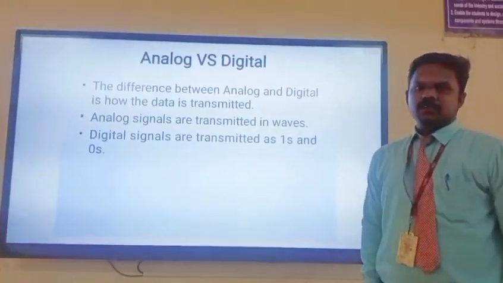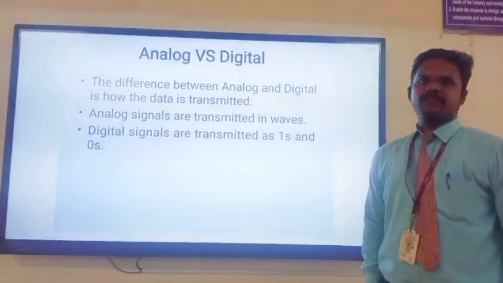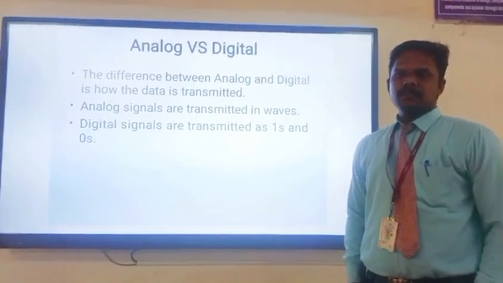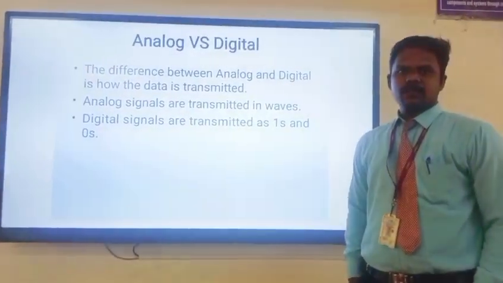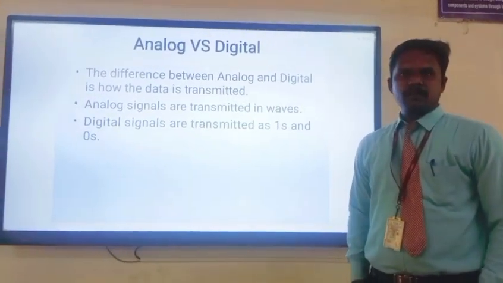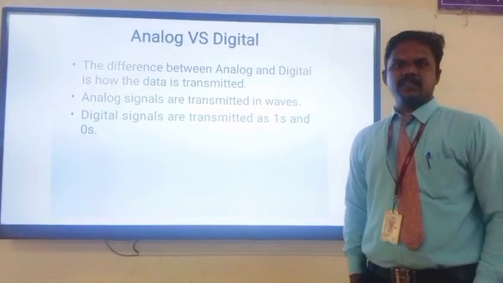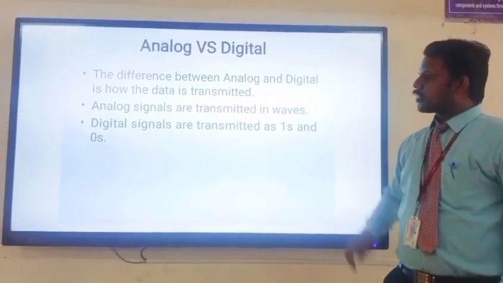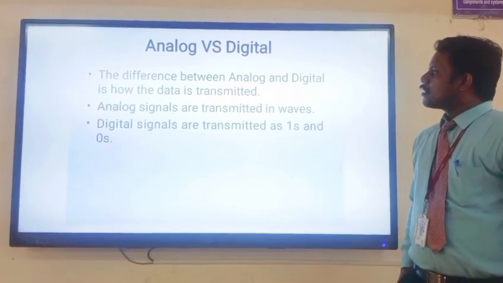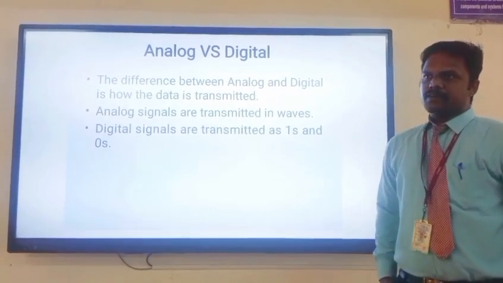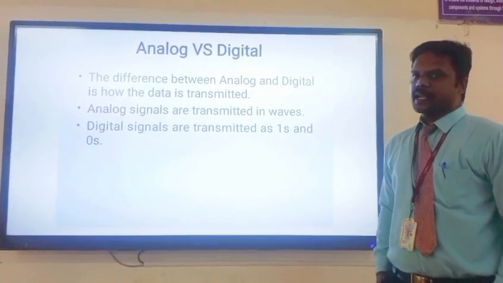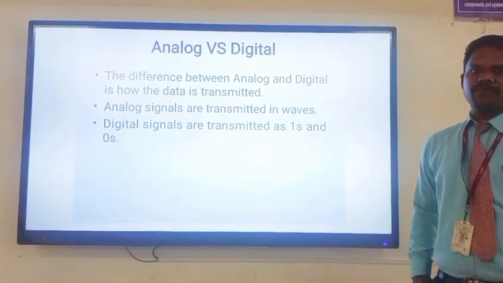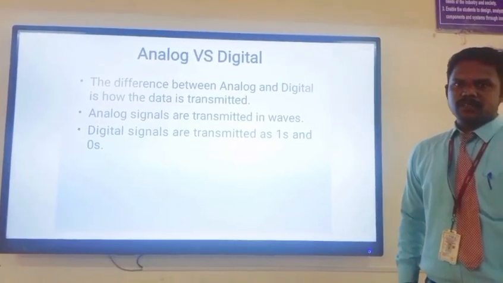First, if we start with analog and digital, first of all, we have to be clear about what is meant by analog and what is meant by digital signal. See, an analog signal is a type of signal whose characteristics continuously change with respect to time. Here the statement is given as analog signals are transmitted as waves, the digital signals are transmitted as ones and zeros. So it is a basic difference between analog signal and the digital signal.